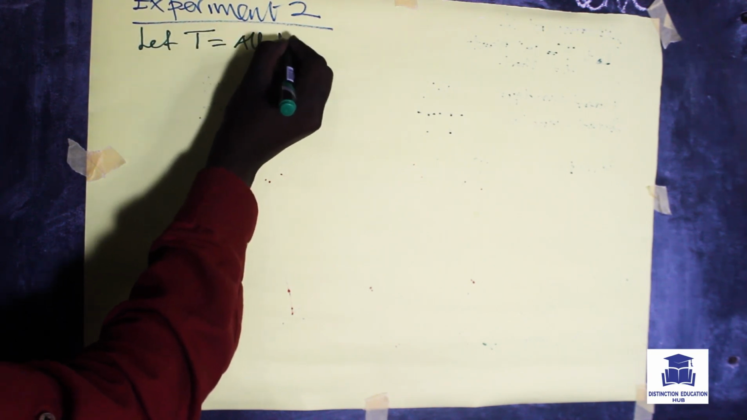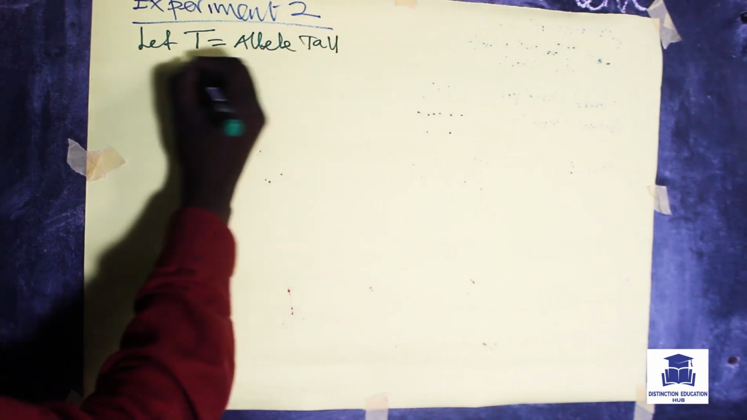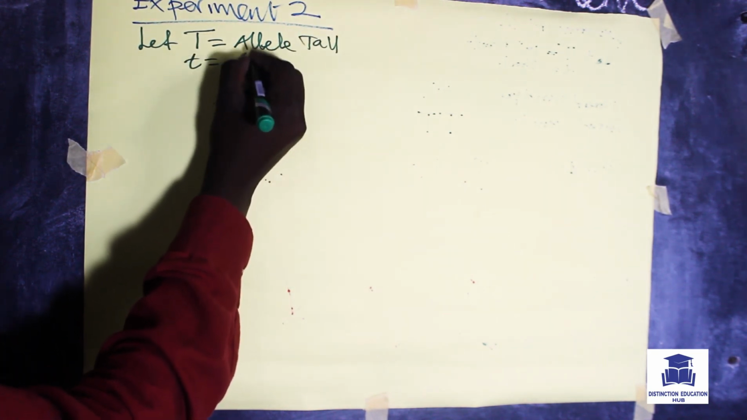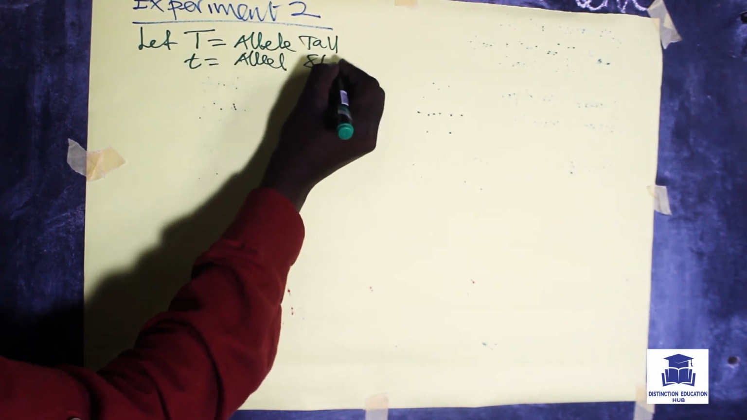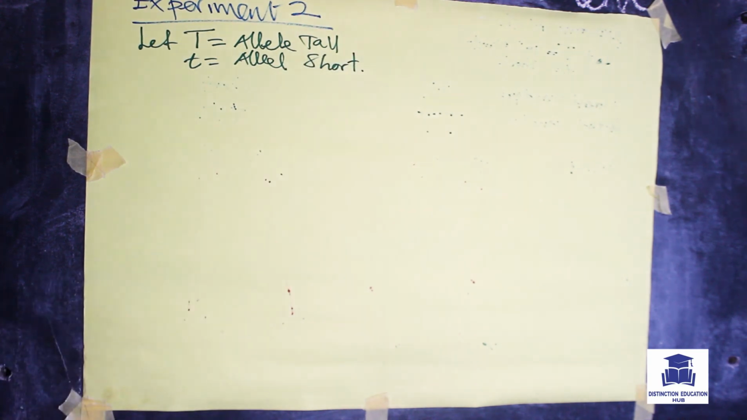On with our second experiment on genetics. Remember, in our first we had our F1. So now I'm going to use those F1 parents to do the experiment. Again, we'll do the same thing. Let capital letter T be the allele for tallness, for tall, and small letter t be the allele for short.